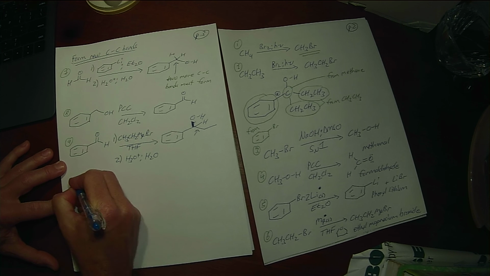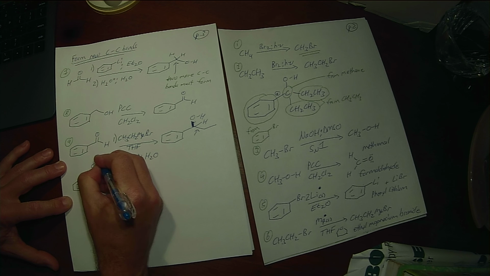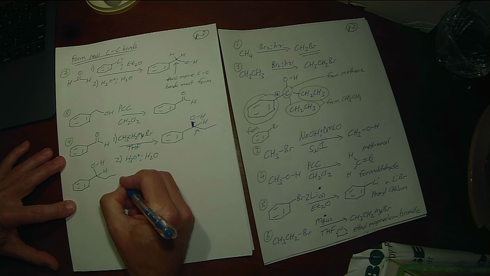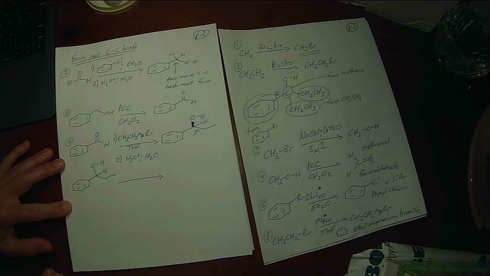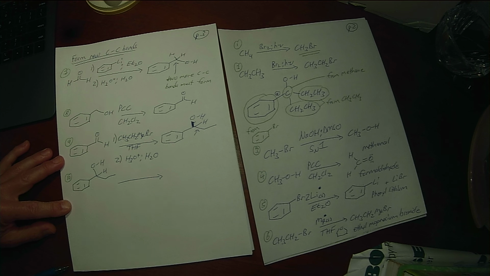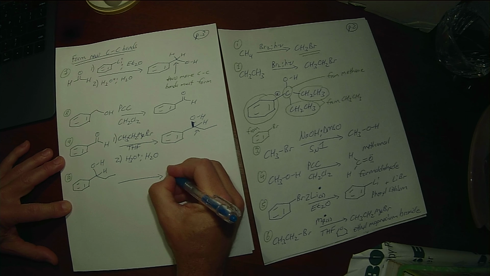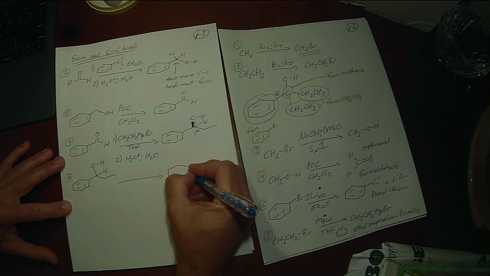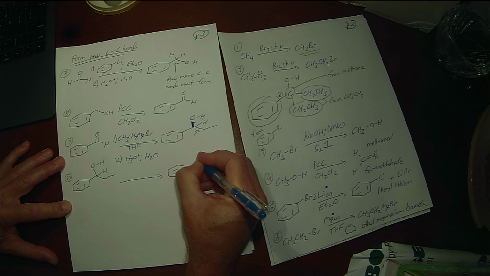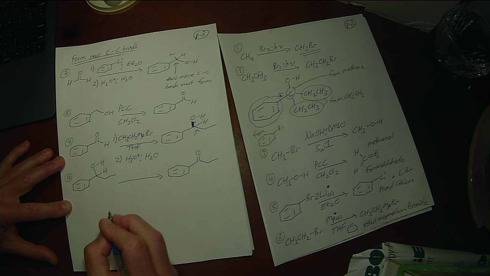What are we going to have to do to this thing if we want to make another carbon-carbon bond? We make another carbonyl group. And we need it to be a carbonyl group. So we've got to oxidize that secondary alcohol up to a ketone. How?